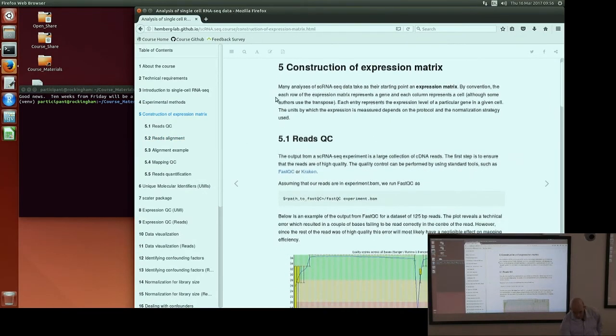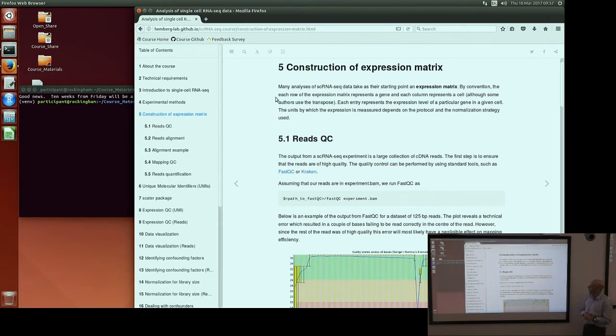So the starting point for this course is a FASTQ file that you received from your sequencing core or from your sequencing instrument. And the first step or the first goal is to create what's called an expression matrix, or a gene count matrix, or sorry, cell count matrix.